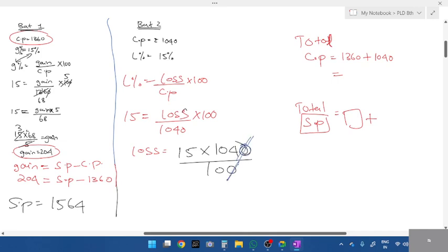0, 0, it gets cancelled. 5 twos are 5 threes. 2 ones are. Okay, how much is 3 into 52?